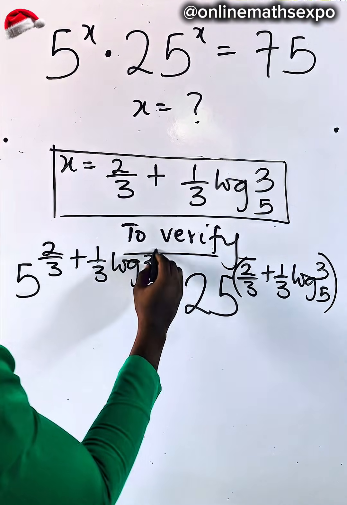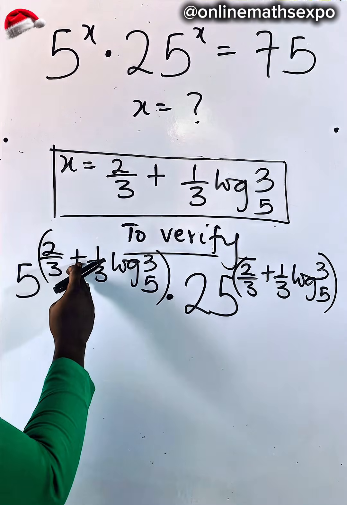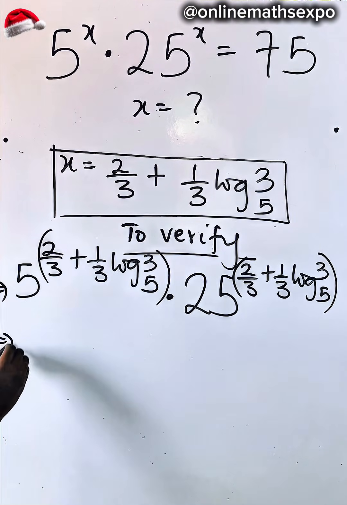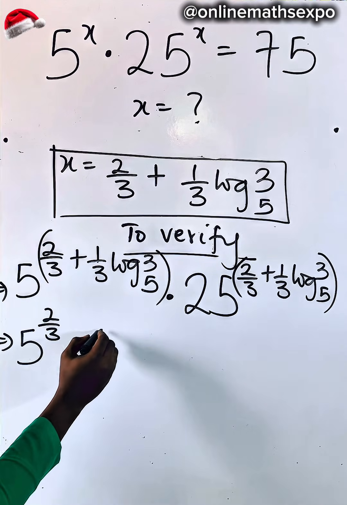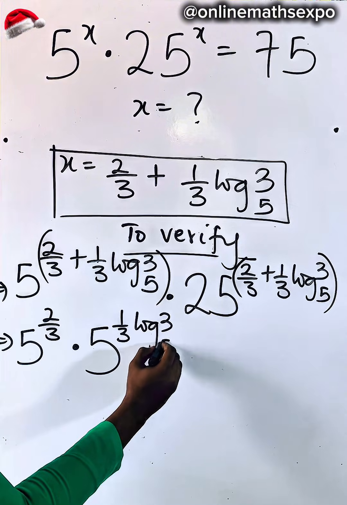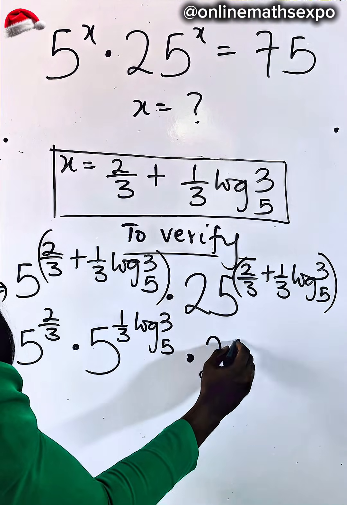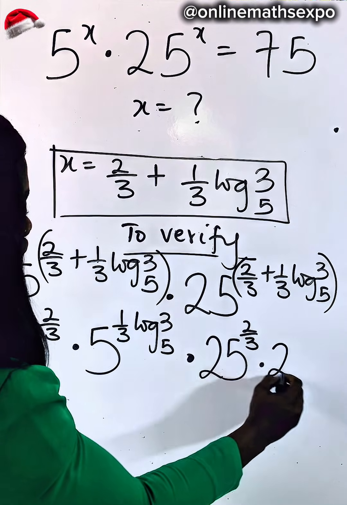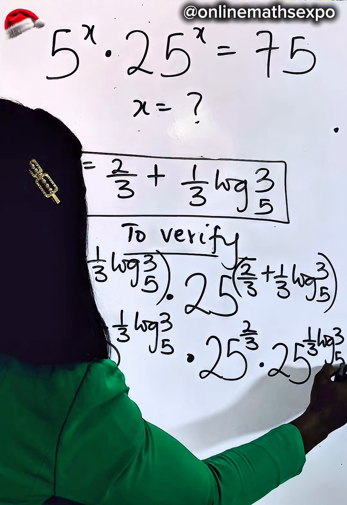These are all together and these are together. So what do you do? Remember we said addition at the power turns to multiplication. So this is going to give us 5 to the power of 2/3. Turn this to multiplication. Then you have 5 to the power of 1/3 of log 3 base 5. Remember multiplication, 25 you know, so you have 25 is raised to power of 2/3. Turn this to multiplication. So you have this 1/3 of log 3 base 5.